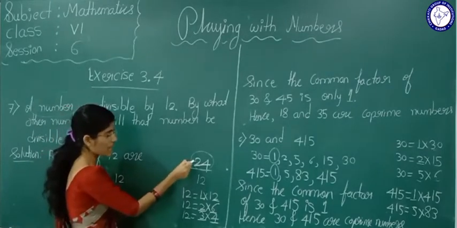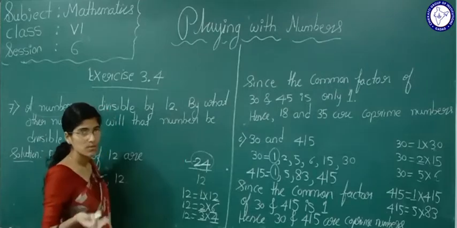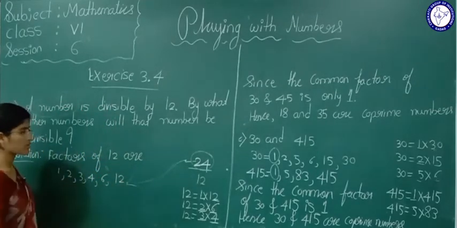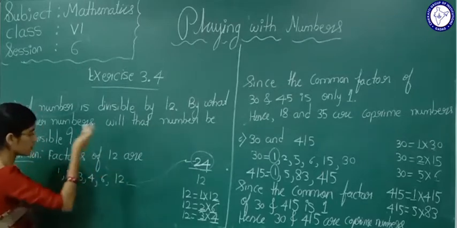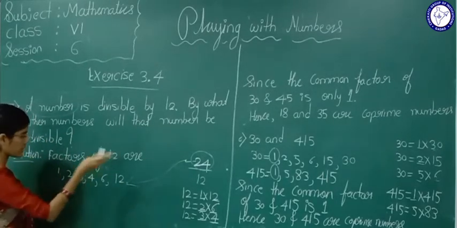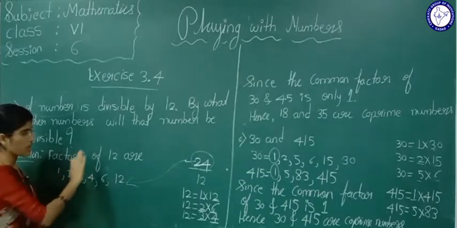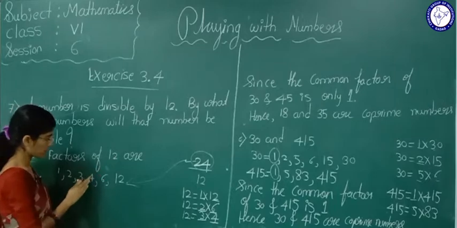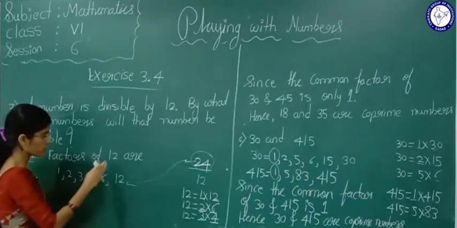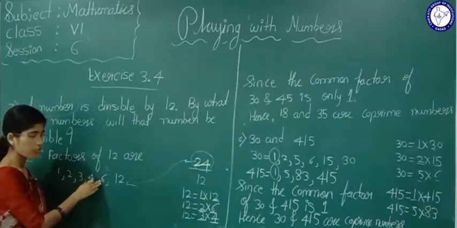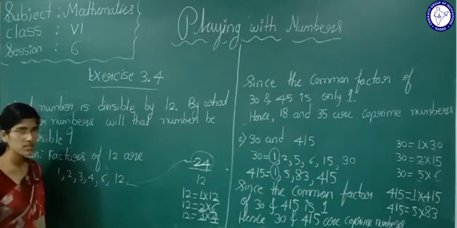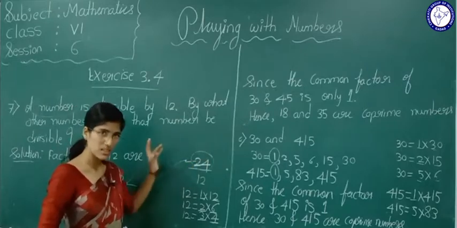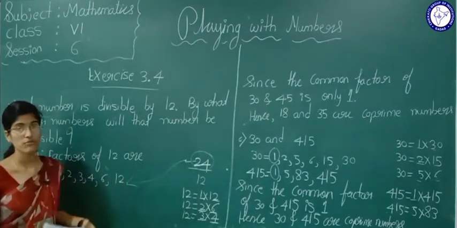Again they ask, the same number is divisible by which other numbers? The same number is divisible by the factors of 12. Now see, 24 divided by 1 is 24. 24 divided by 2 is 12. 24 divided by 3 is 8. 24 divided by 4 is 6. 24 divided by 6 is 4. 24 divided by 12 is 2.